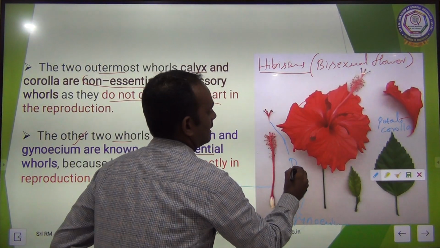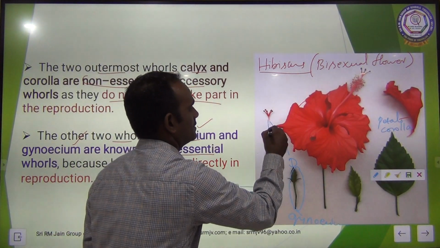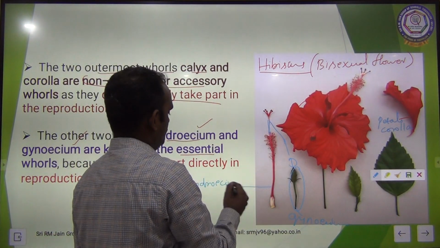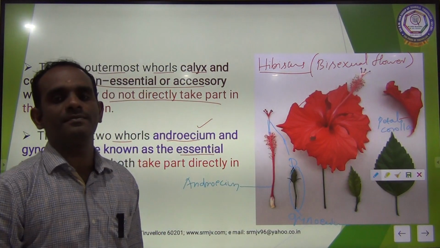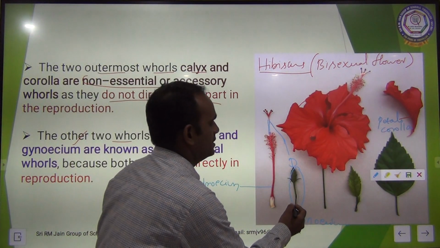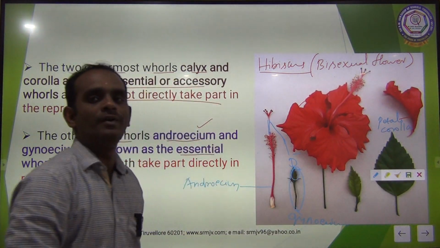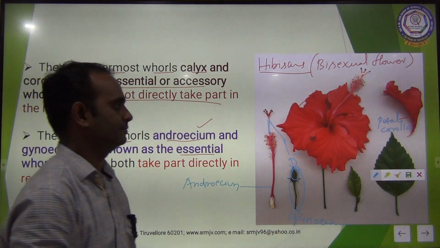Here stigma is cut, so there is no stigma. This part is joining here. So Androecium, all this is said to be Androecium, filament and the anther. So the Gynoecium is stigma, style, and this part is called ovary. Clear, children?